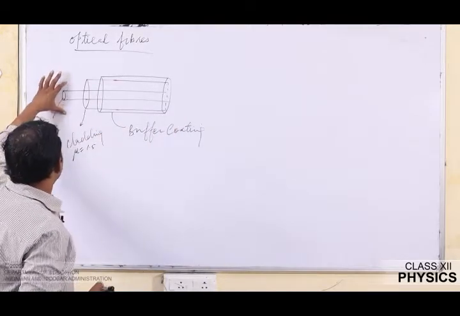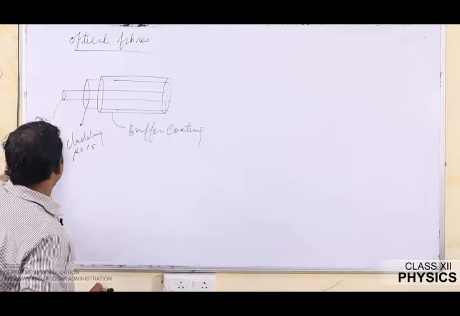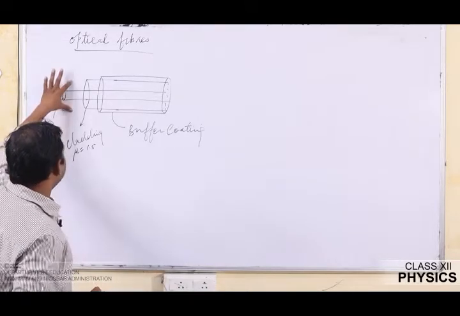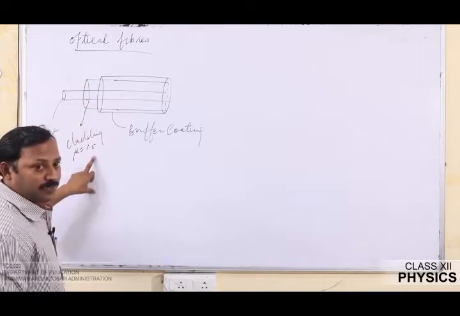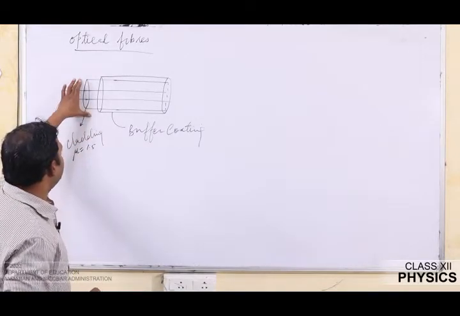Here the inner core, whose refractive index is 1.7, acts as a denser medium and it is surrounded by the cladding, whose refractive index is 1.5, and this acts as a rarer medium.